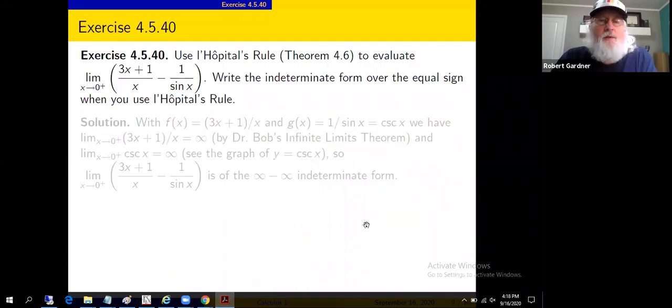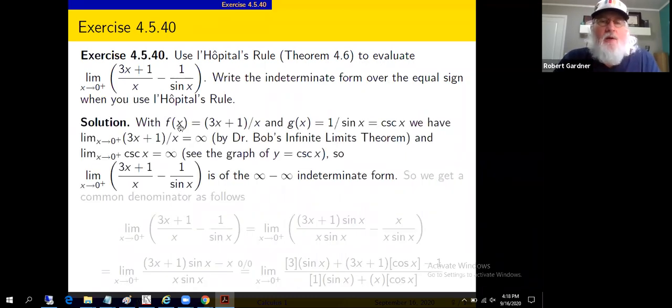Okay, use L'Hopital's rule on this with your indeterminate form notation. Okay, it's a difference. All right, I want to see quotients, so we might have to do something about that. Let's define f of x to be the first function and g of x to be the second function. 1 over sine, same as a cosecant function. As x approaches 0 from the positive side, 3x plus 1 divided by x.